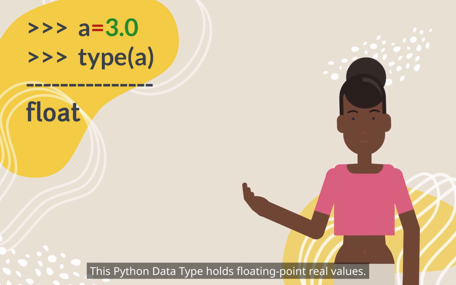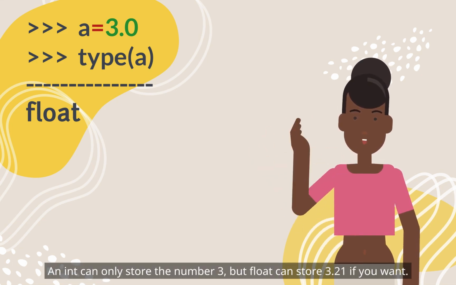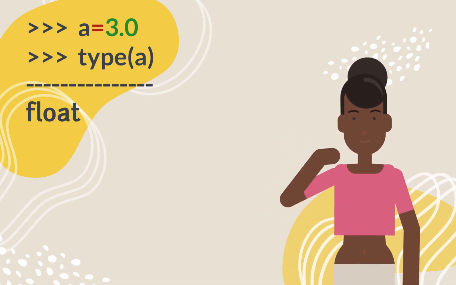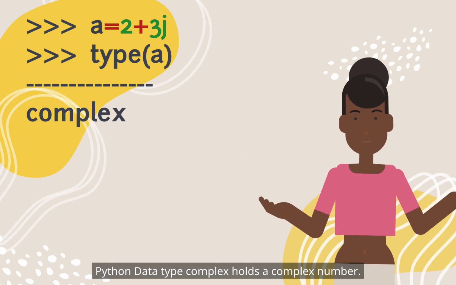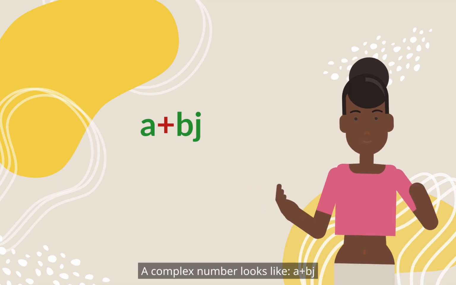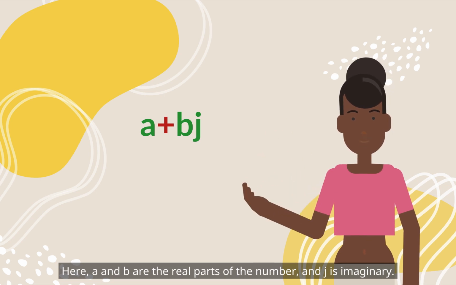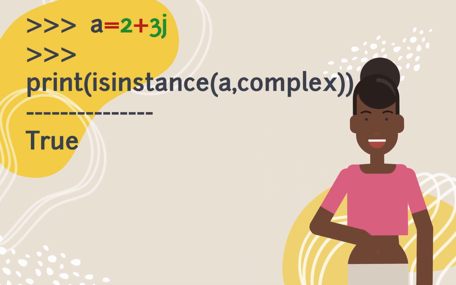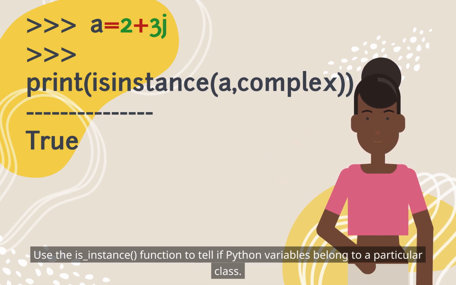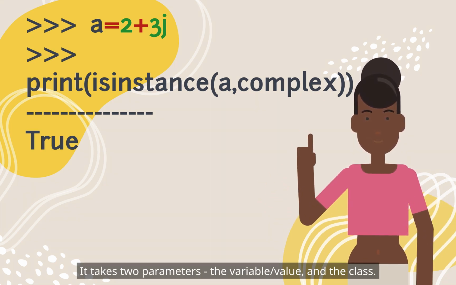Float. This Python data type holds floating point real values. An int can only store the number 3, but float can store 3.21 if you want. Python data type complex holds a complex number. A complex number looks like a plus bj. Here, a and b are the real parts of the number, and j is imaginary. Use the isinstance function to tell if Python variables belong to a particular class. It takes 2 parameters, the variable or value and the class.